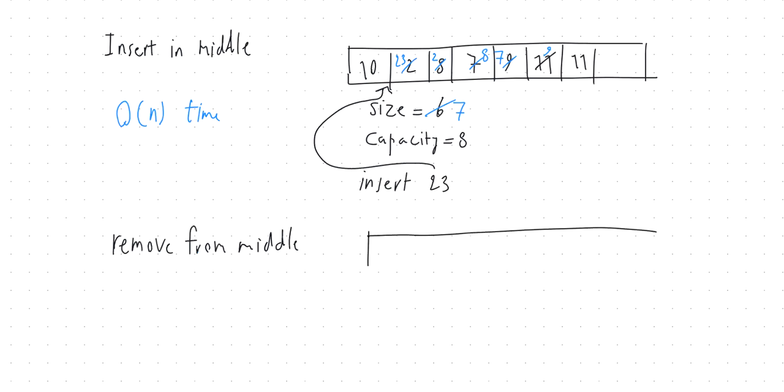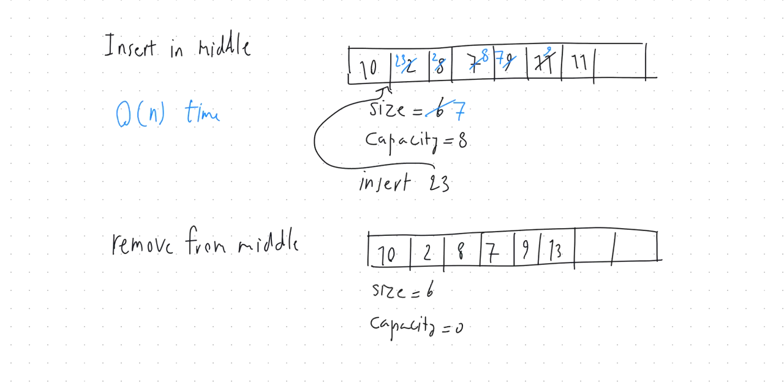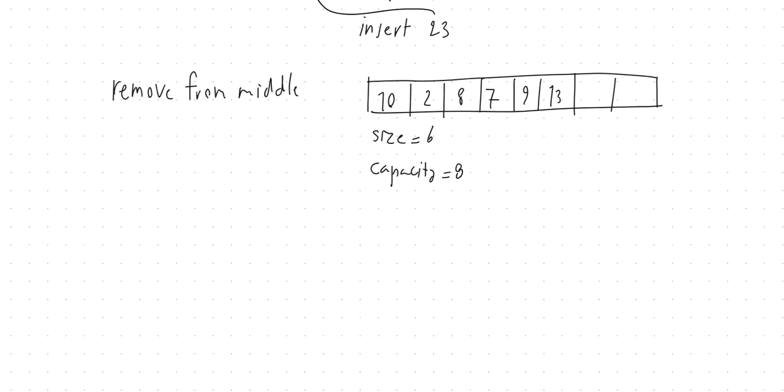So here we go. Again, our array of capacity 8 here. And let's say the numbers are 10, 2, 8, 7, 9, 13. Okay. So first of all, size is 6. Capacity is 8. So capacity is 8 and size is 6. And let's say I want to remove an element, but not the first or the last, but I want to remove, say, 2, this guy. So what should I do? Simply, I should keep 10 and shift everything after 2 one position to the left, right?